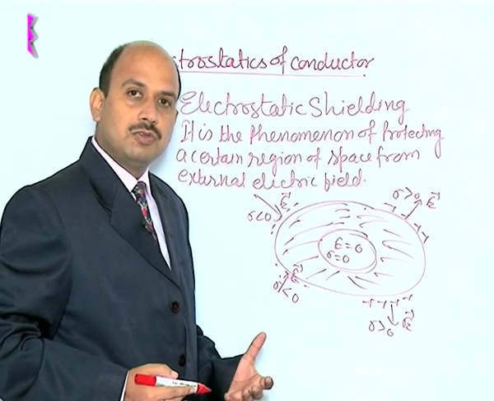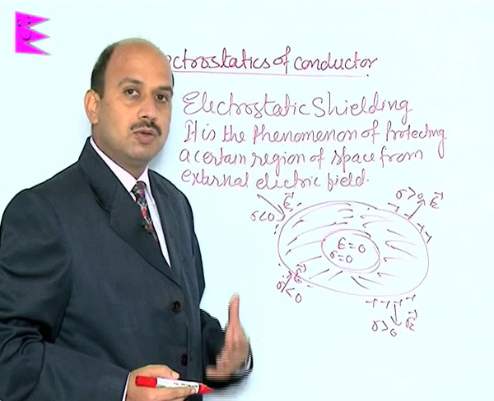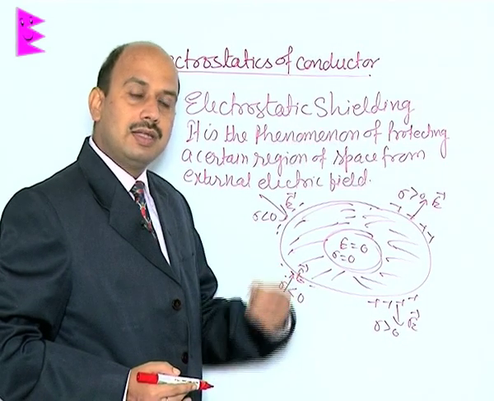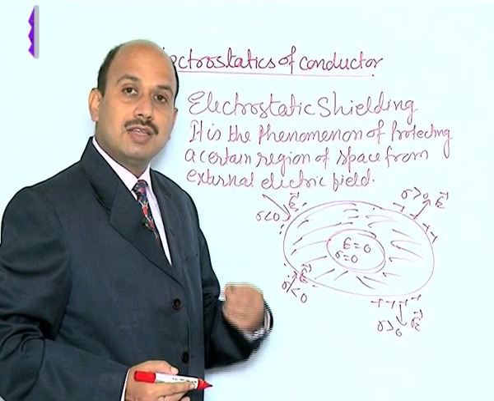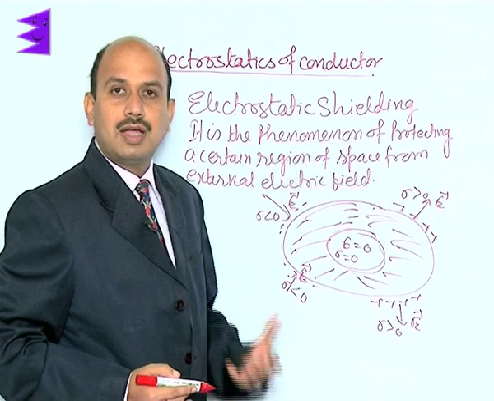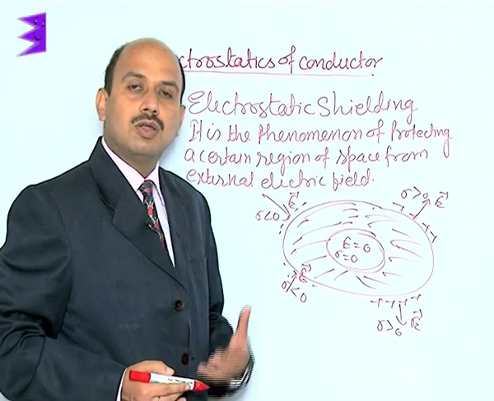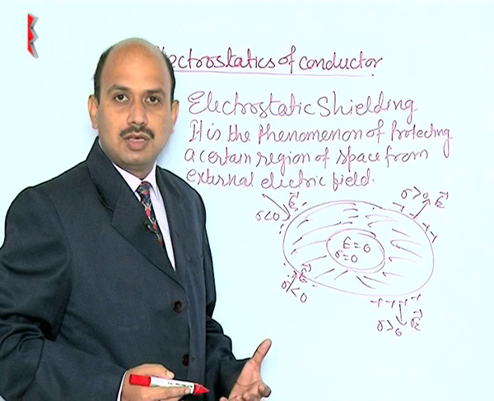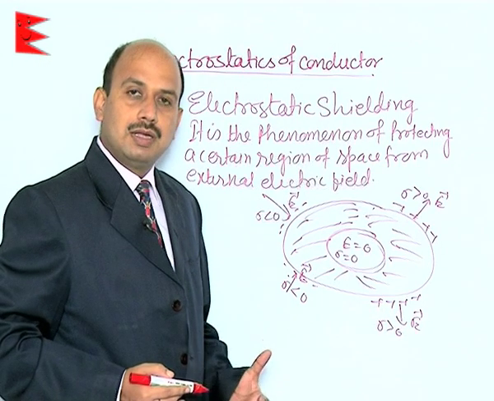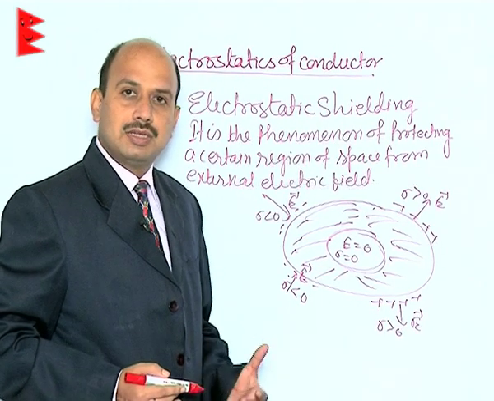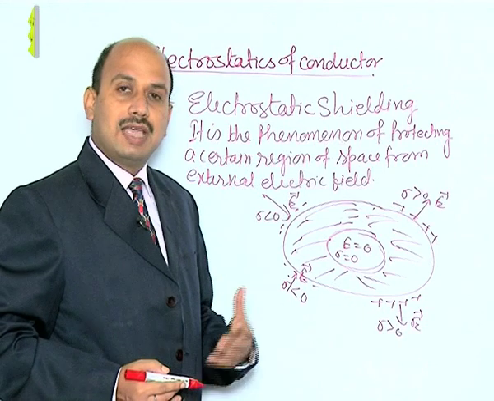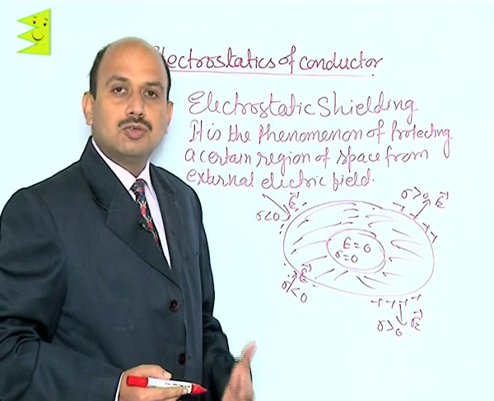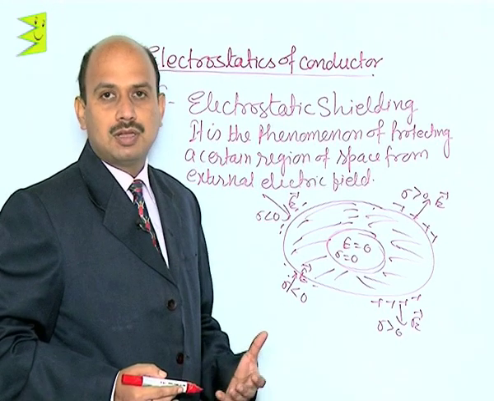And also, suppose you are inside a car and during lightning, the lightning is coming here, you are safe inside the car because inside the car the electric field is 0. So you are not affected by this. Sometimes big electrical devices, like an electric generator, are also placed in cages made of conductor, so that they can be protected from the external electric field.